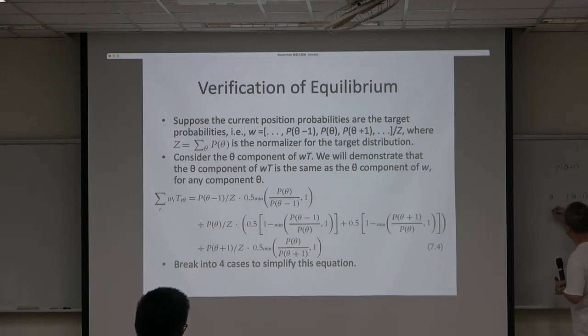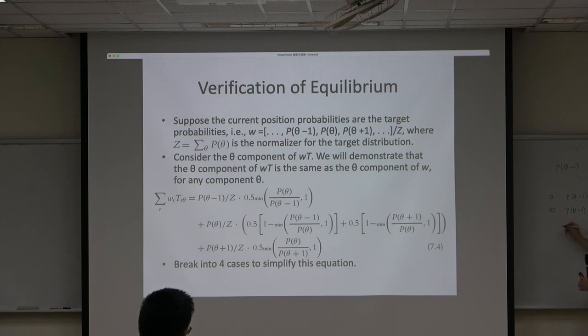The second case, p of theta minus 1 is smaller than p of theta, but p of theta is larger than p of theta plus 1. Okay, in this case, obviously we know p theta is the biggest term, but we don't know the relationship between p theta minus 1 and p theta plus 1. But that's okay. That's okay.